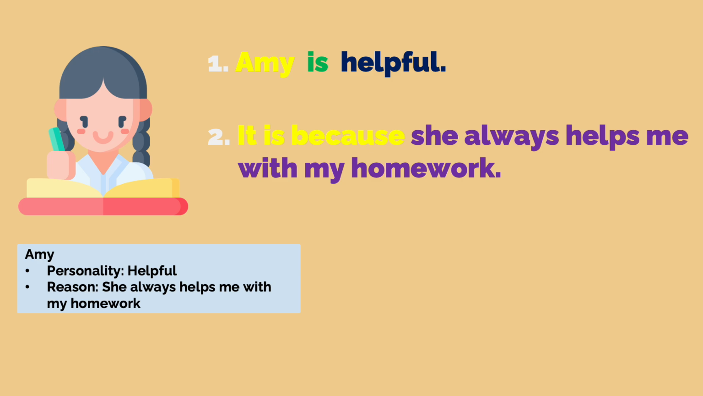Now, let's move on to check the answers. First of all, to describe Amy's personality, we can make use of the sentence pattern subject plus verb plus adjective, right? We can say Amy is helpful. Amy is the person whom we are describing. Is the verb, and helpful is the adjective. Also, when we want to talk about the reason, we can make use of the sentence pattern it is because. So, this time, we can say, it is because she always helps me with my homework. This sentence explains why Amy is helpful.